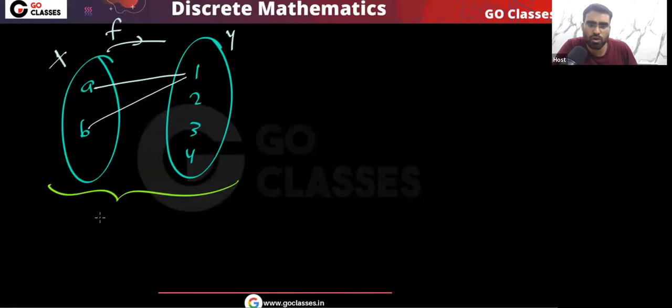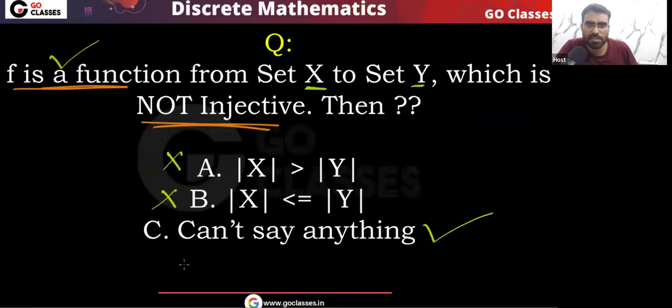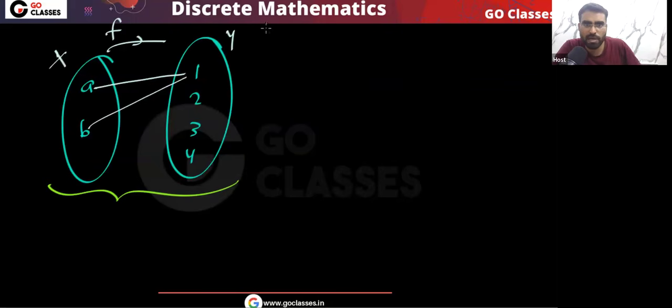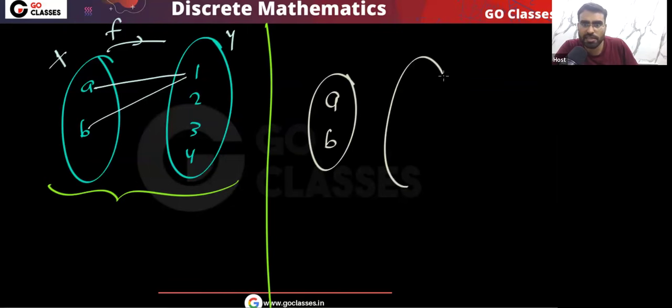Maybe the question is talking about this F. Is this clear? Please tell me. So you cannot say anything. We can't say anything. I hope you understood this. So remember, please understand, when domain cardinality is less than codomain cardinality, then there exists an injective function. We are not saying that every function is injective.